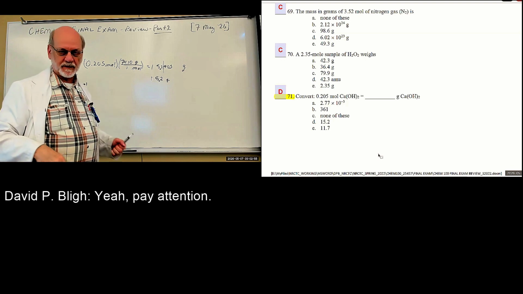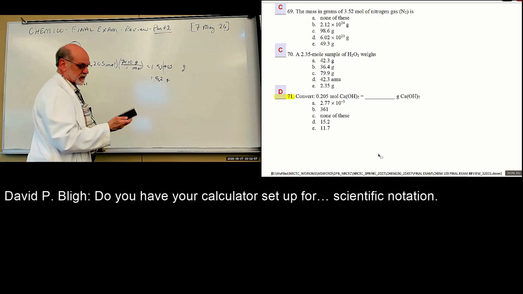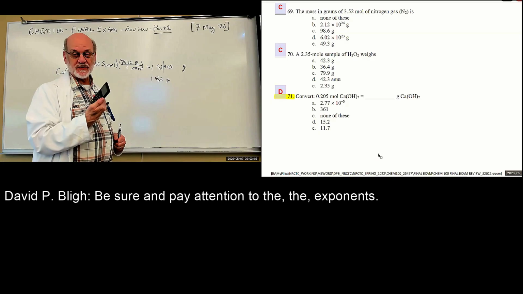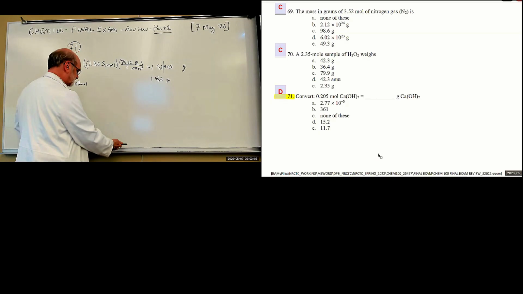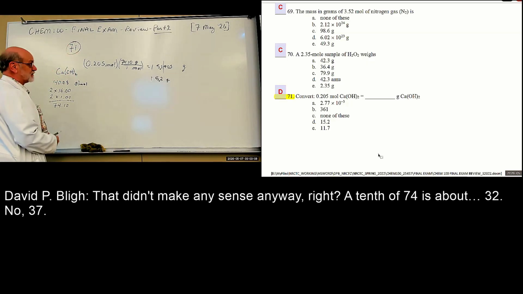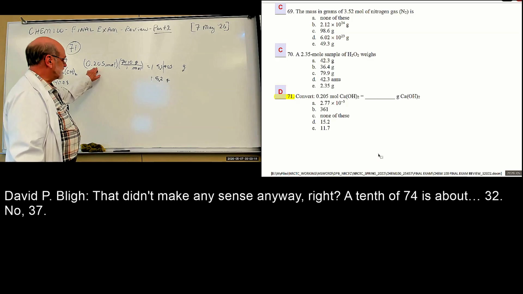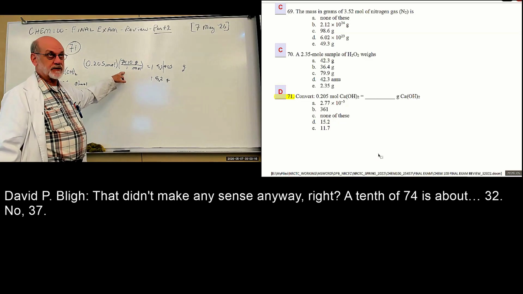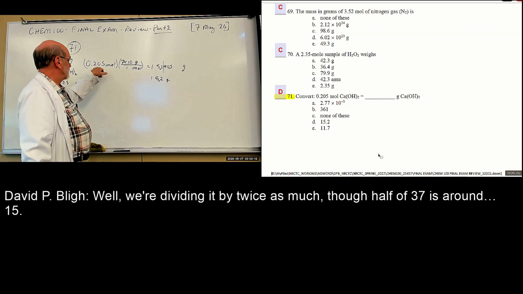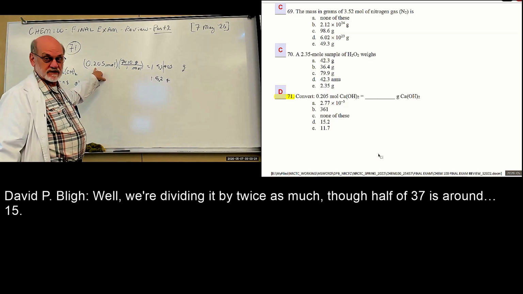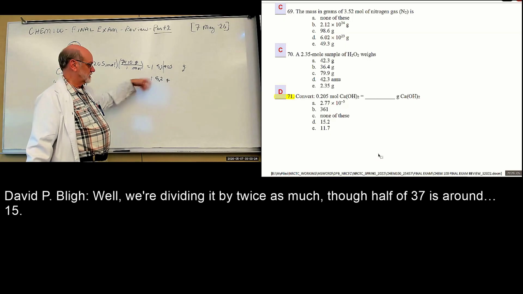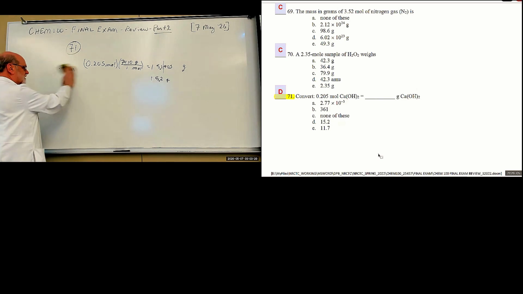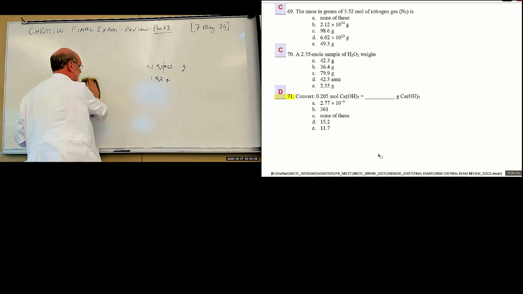15.2. Pay attention: if you have your calculator set up for scientific notation, be sure to pay attention to the exponents. That didn't make any sense anyway, right? A tenth of 74 is about 37. But we're multiplying by twice as much, so twice 37 is around 15. That estimation tells me that I should not have made that mistake.